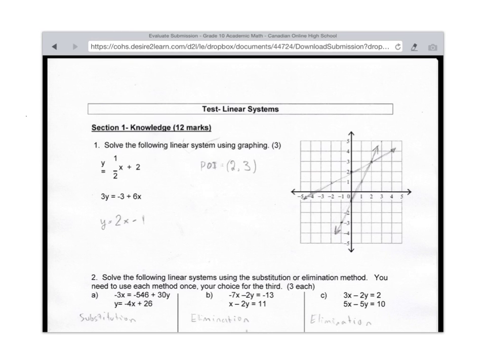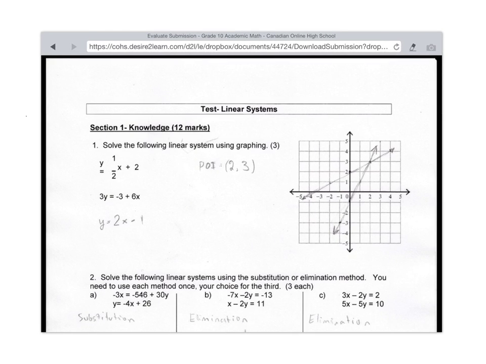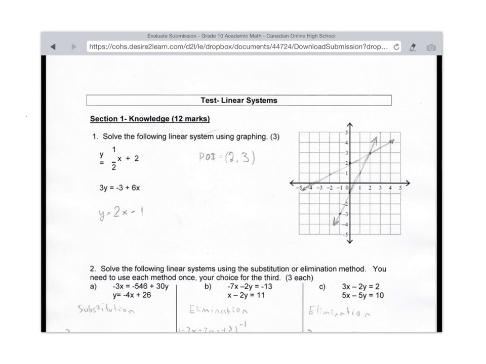Hi, Toby. I've got your Unit 5 test here on the screen, and I just wanted to go over a few corrections with you. The first question is fine. You did a good job on that one. You could, if you wanted to add something to that, add the coordinates of your POI on the screen, but you don't have to, okay?